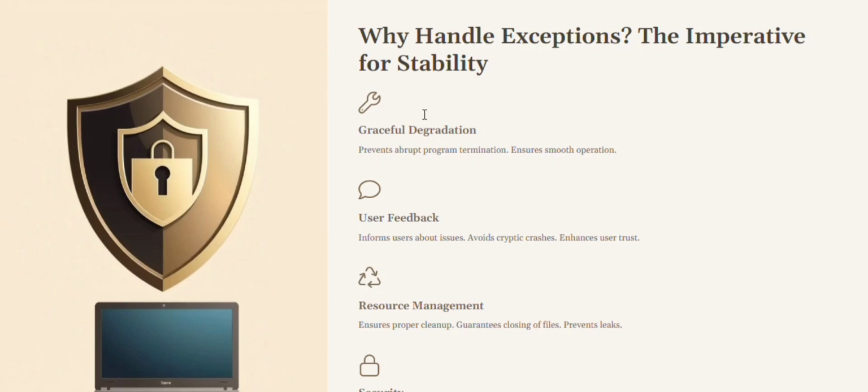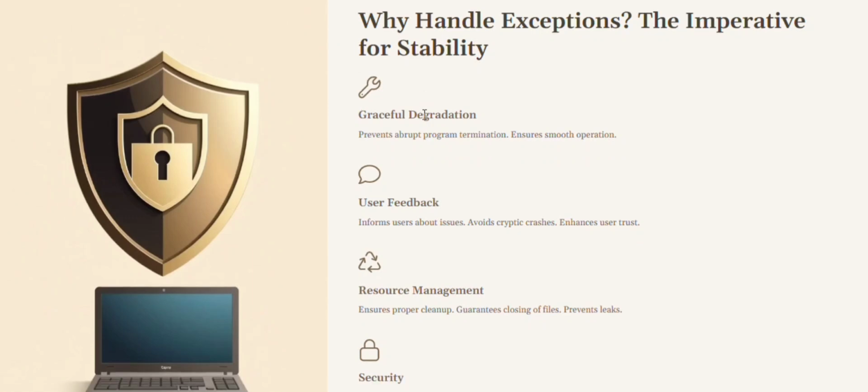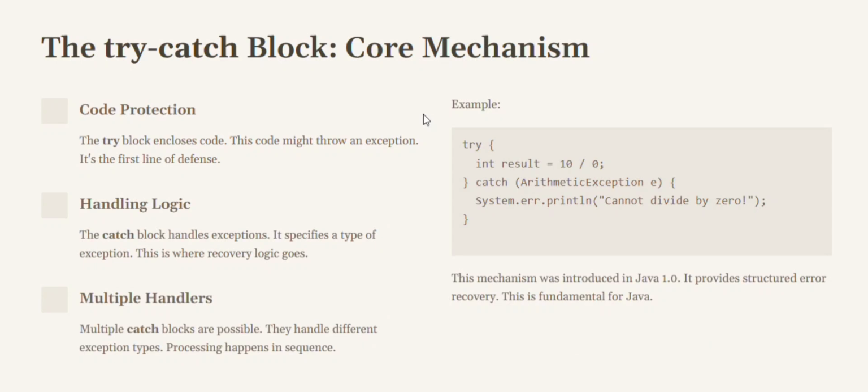Now we'll see the try-catch block, the core mechanism of handling exceptions. In the try-catch block, we get code protection. The try block encloses code that might throw an exception. It's the first line of defense. It tells us that in this code maybe there is an exception, so it informs us in the first line of defense.